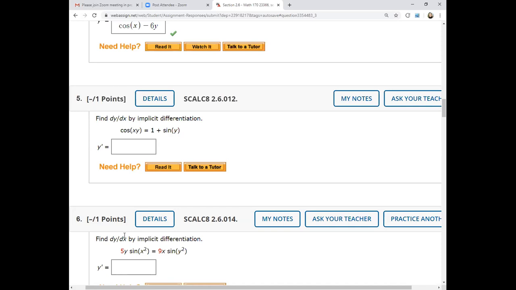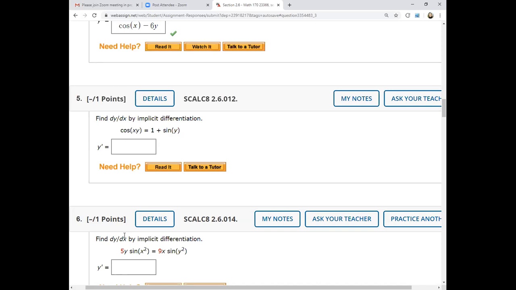Equals the derivative of 1, which is 0, plus the derivative of sine y with respect to x. The derivative of sine is cosine, so we have cosine y times dy/dx.